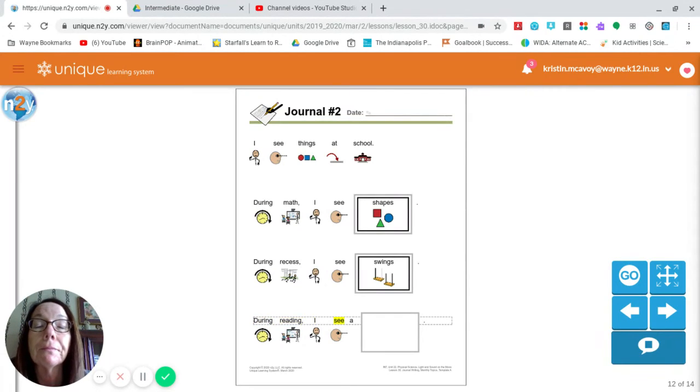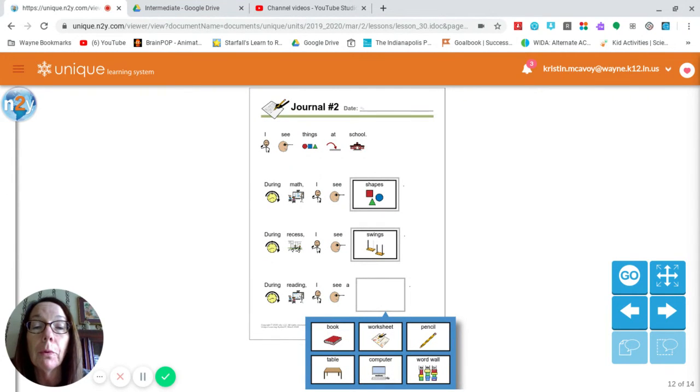And then the last one is during reading. During reading, I see a. Oh, so we have an article here, an extra word. A indicates you're going to see a thing. Let's see what our choices are. A book. That's the first thing. A worksheet. A pencil. A table. A computer, or a word wall.